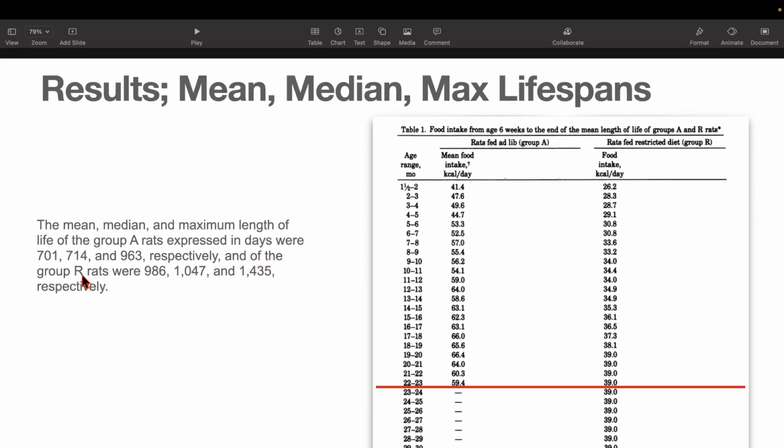Now, this is actually significantly less than the restricted rats. So in the restricted rats, the mean length of life was 986 days. So it was longer than the maximum amount of time for the rats fed ad libitum.